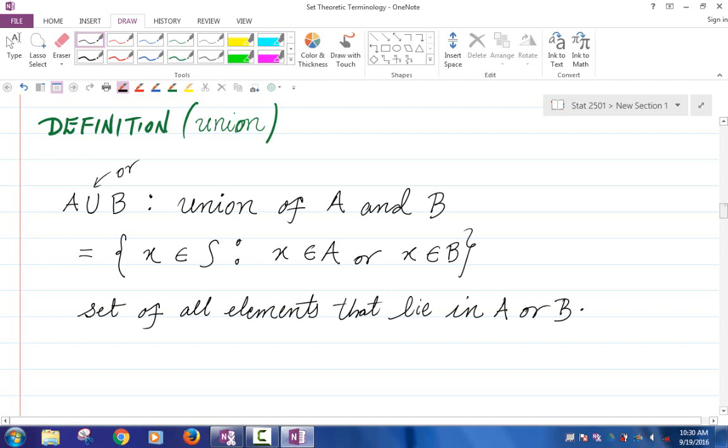What is the union of A and B? Well, the union of A and B is the collection of all elements of the universal set such that x belongs to A or x belongs to B. In simple terms, A union B is the set of all elements that lie either in A or in B. So basically, you are putting together all the elements of A and B in one bigger set. That's what the union is.